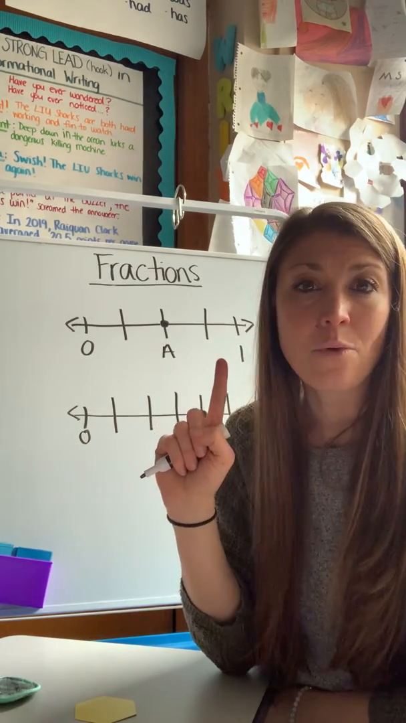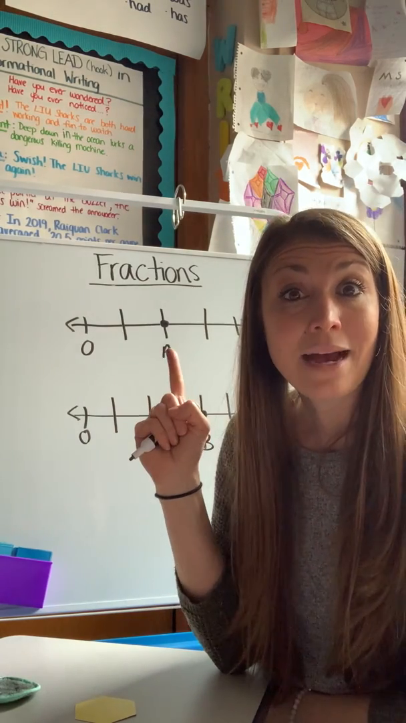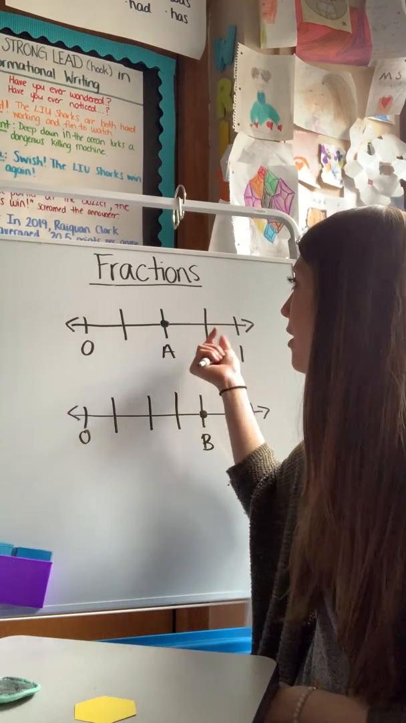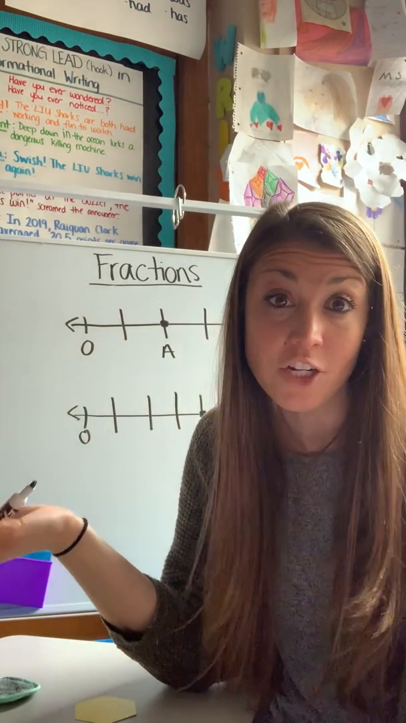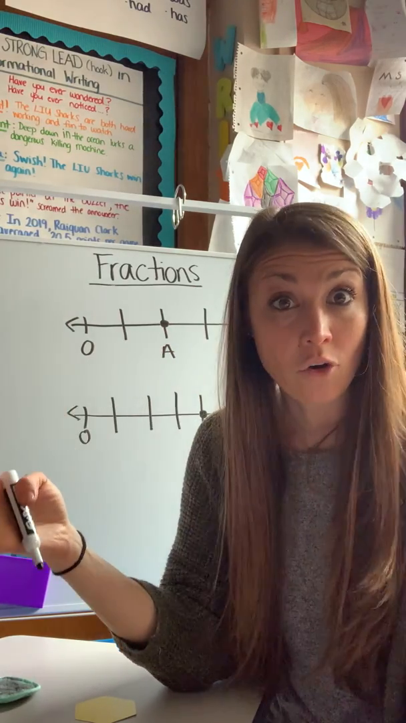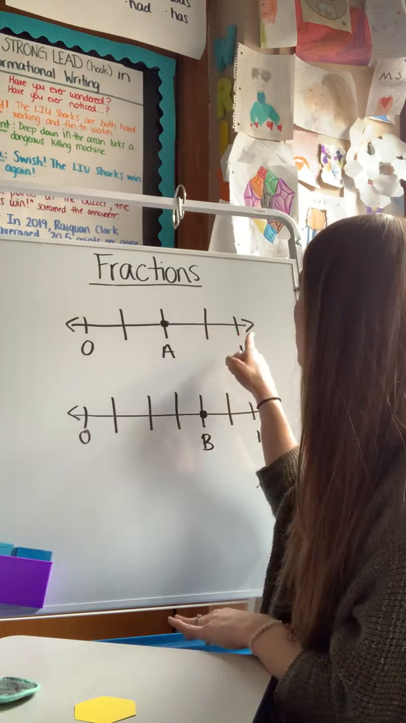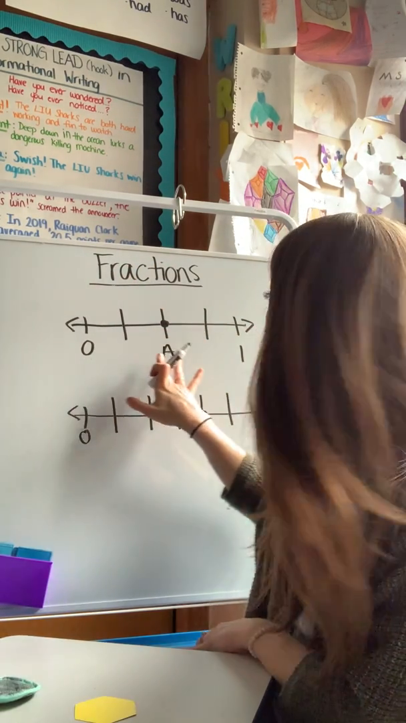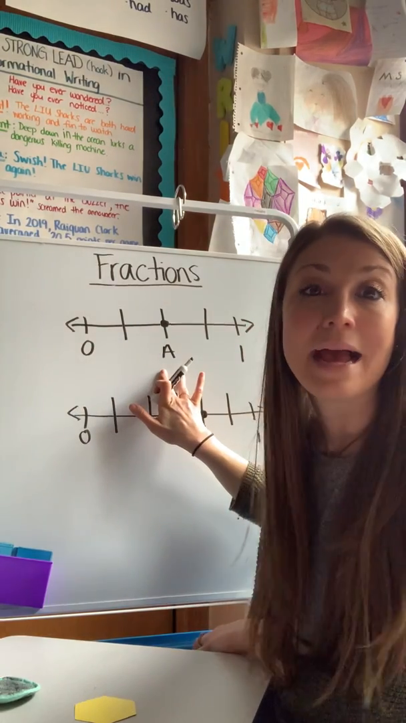One of the things that I want to be thinking about when I'm looking for my fraction on a number line is how many parts are there, how many pieces of my whole, right? That's what a fraction is, parts of a whole. So I'm looking and I'm noticing 0 to 1. I see my 0 and I know I need to get to my A.